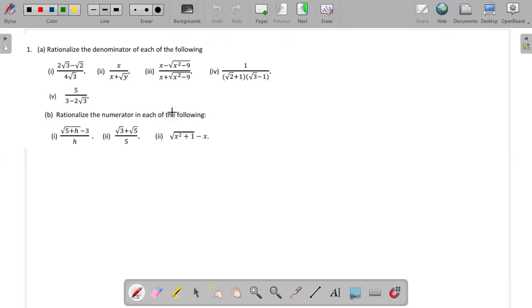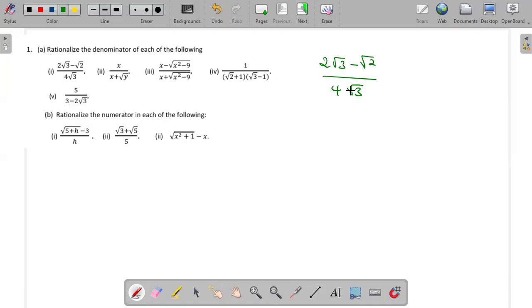Okay, so we start with question 1. The question reads, rationalize the denominator of each of the following. So this is part 1 of A. We have to rationalize the what? The denominator. So how are we going to do this? In order to rationalize, we have 2 root 3 minus root 2 over 4 square root of what?